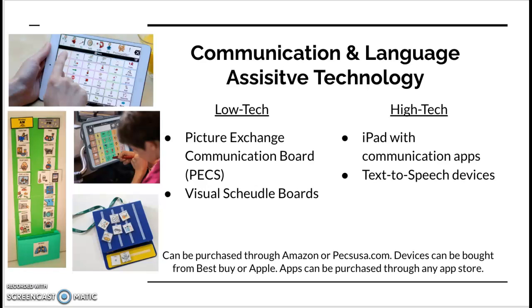For high-tech options, typically for communication and language, assistive technology looks like an iPad with communication apps. So that would be that top one above. There are different types of apps. There's like Proloquo2Go. There's LAMP. There's SnapCore First. So there's a variety of different apps that can be used to communicate.